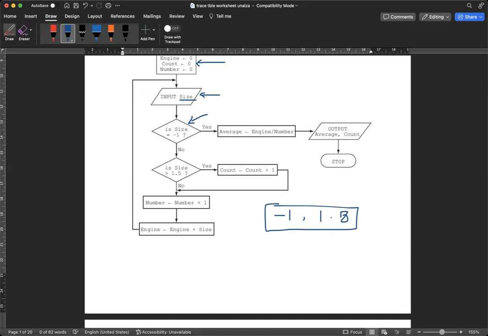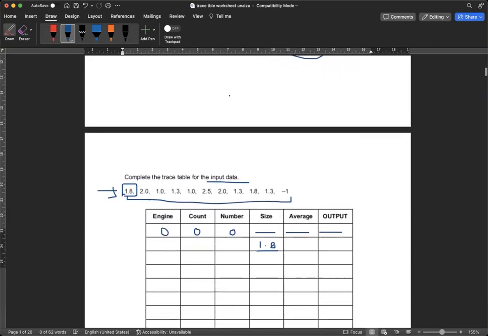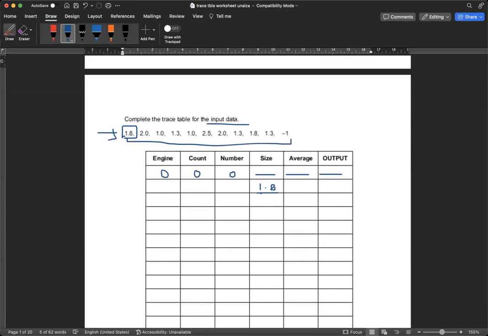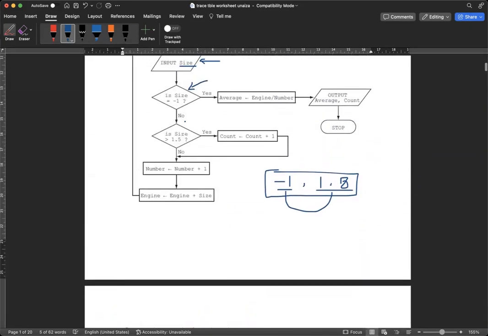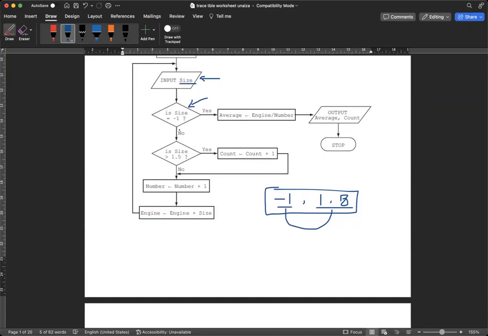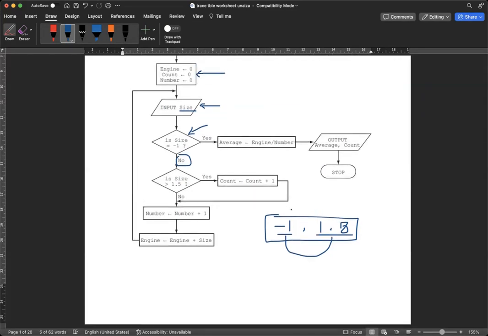Do you have any problem? Look, negative one and 1.8. How are they equal? No, it's not like that. The size is 1.8, and it is asking you, is that equal to negative one? No. This is your correct answer: no, because negative one and 1.8 are not equal. I don't know why you take such a long time.